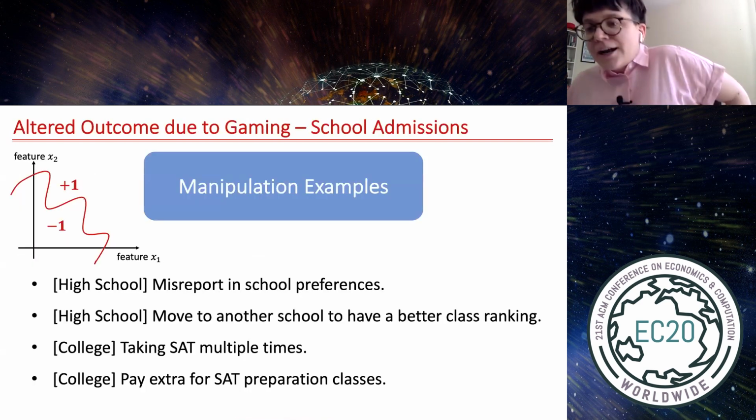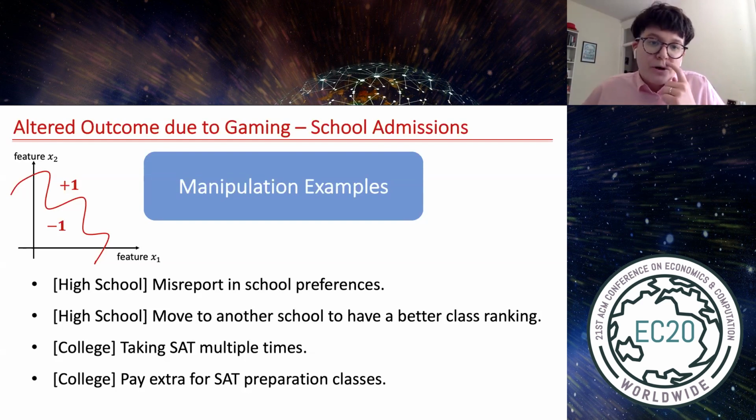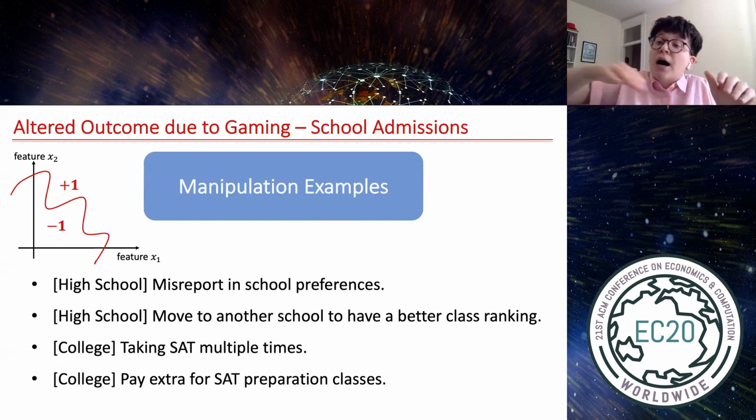And finally, I would say that the most well-known implication of what can happen due to gaming comes to us from the fairness literature, and it's the altered outcome implication due to gaming. This is especially important for the case of school admissions, for example, where each school might deploy an algorithm, which might be a mechanism designed algorithm, that is essentially a cutoff of who gets admitted to the school and who doesn't.